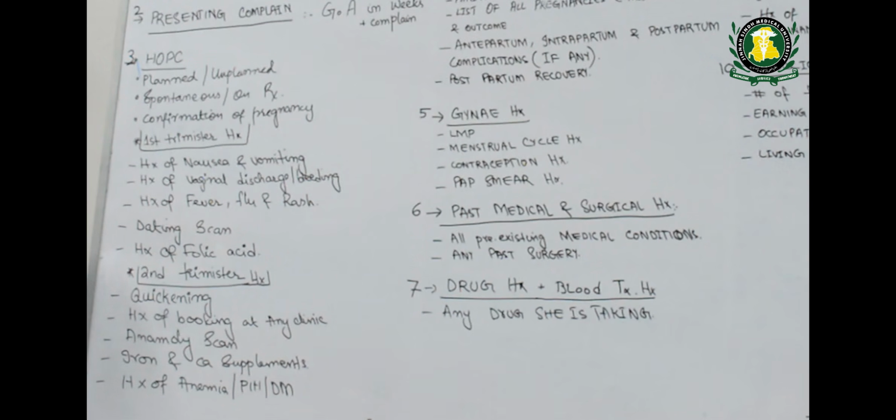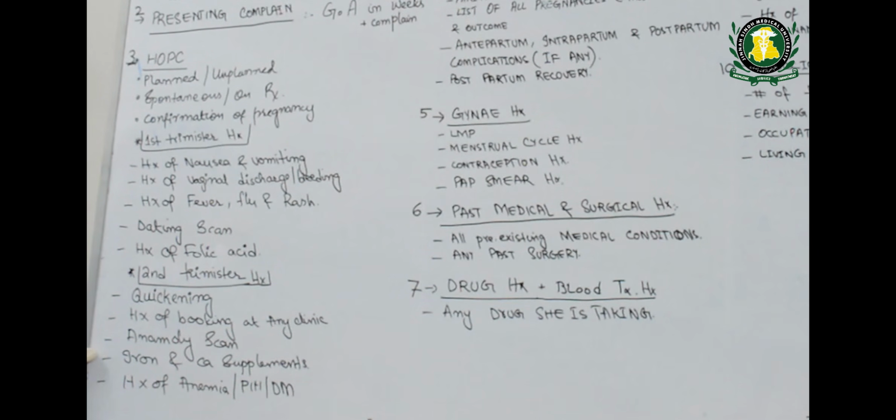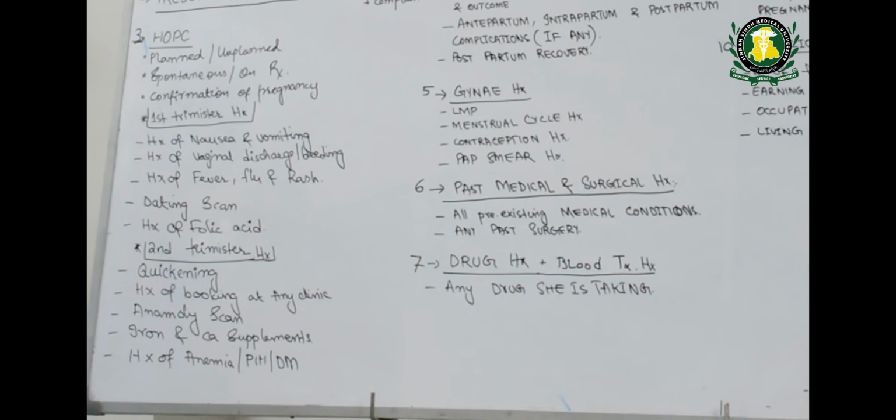In second trimester history, we will ask the patient at what gestational age she had fetal movement for the first time, that is known as quickening. And we will ask the patient about her booking status, whether she had booked herself at any clinic or not, and anomaly scan, iron and calcium supplementation. In second trimester history, we will also inquire about the history of anemia and PIH and diabetes mellitus.